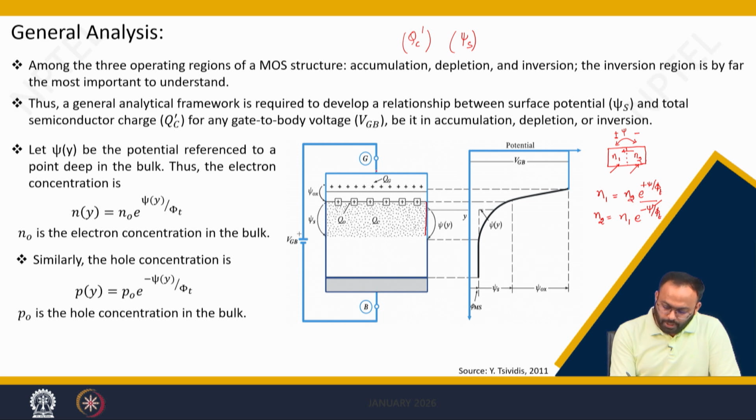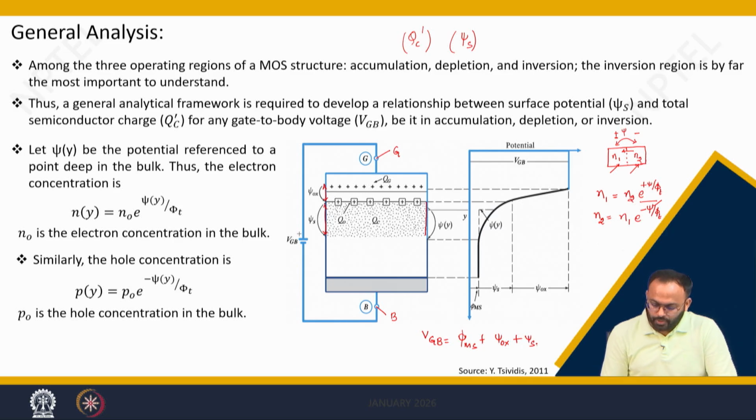Now in the two terminal MOS structure, this is gate, this is body, and we are applying a gate to body voltage externally. This gate to body voltage is nothing but psi ox plus psi s plus phi ms. You remember the potential balance equation, VGB is equal to phi ms plus psi ox plus psi s, right.